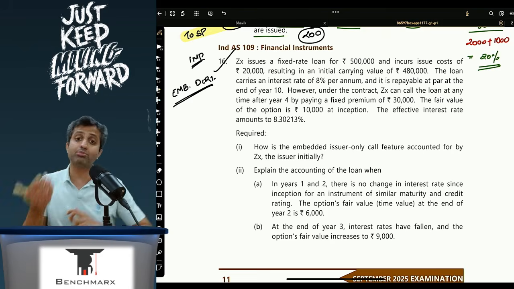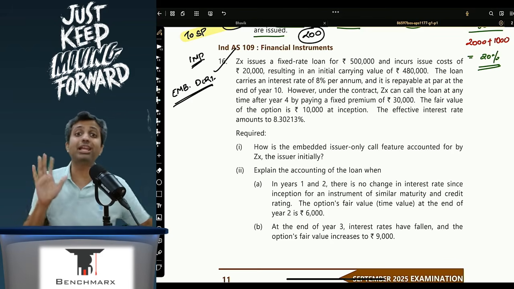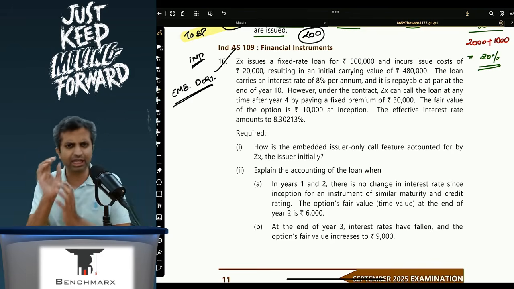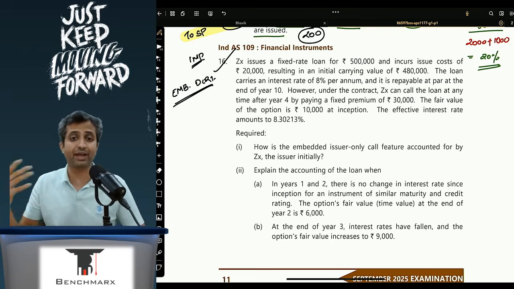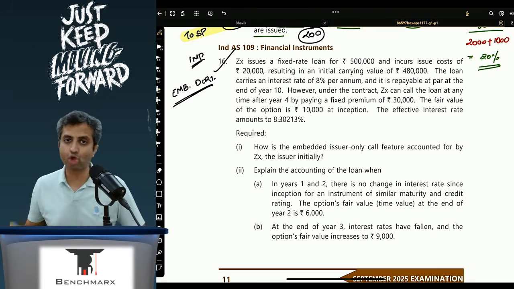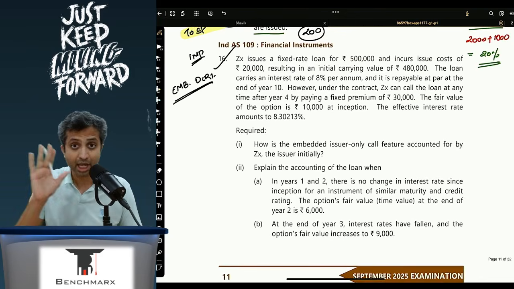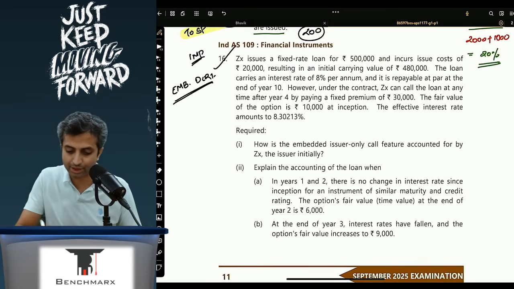There's a slight difference between the question which was there in the study material, where a fair value of the derivative was not given. Here the fair value of the derivative is given, and hence there might be a bit of changes, but if you are able to recollect your financial instrument concepts properly, this should not really pose a problem. So let us read this question number 16. Again, an important question, especially the institute's favorite, financial instruments. Okay, so let's get started.